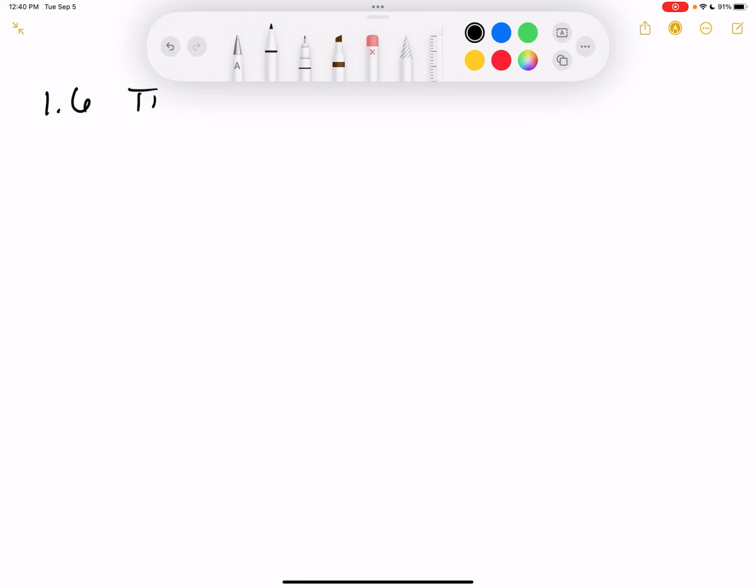1.6 trig functions. Is this like the unit circle section? This is better. It's graphs of all 6 trig functions, and the domain and range of them all.